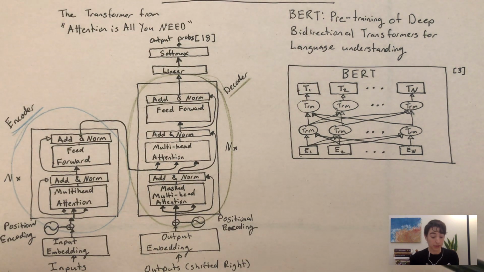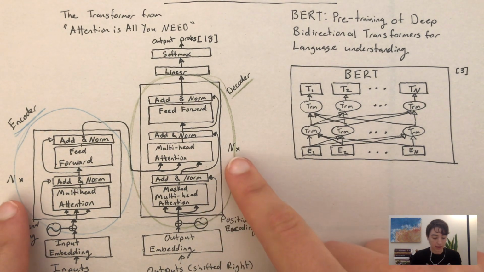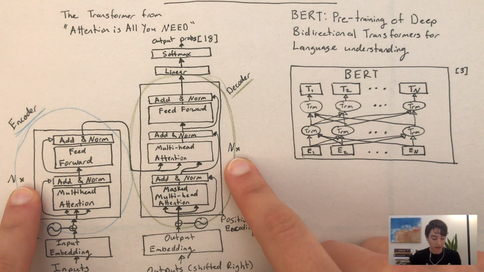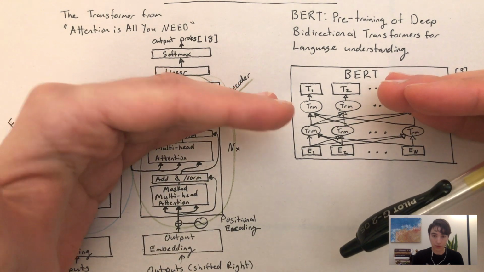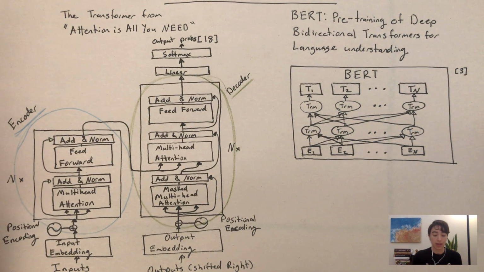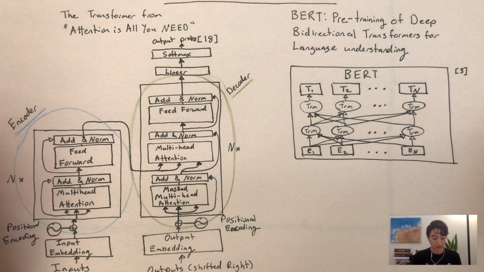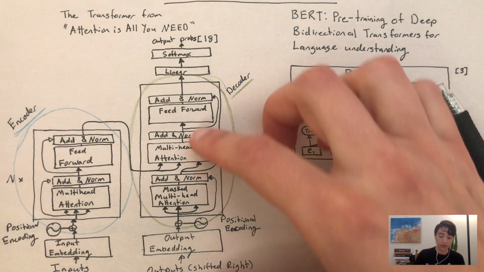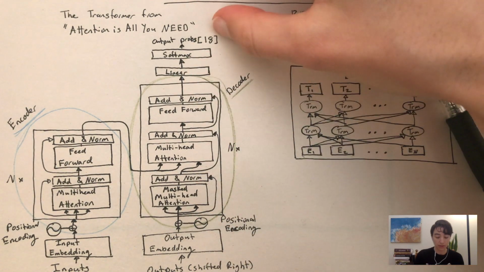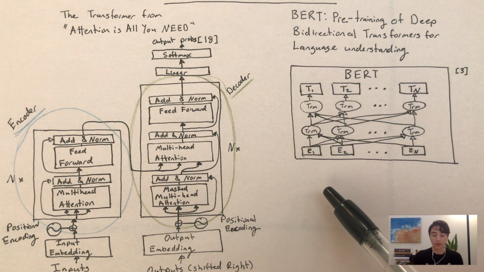And that's something I should mention about these right now. See this Nx term right here? What that means is we can stack these up as many times as we want. They have a particular number of times they stack them up, a certain number of encoders all one on top of another, and a certain number of decoders all on top of another, in the Attention is All You Need paper.